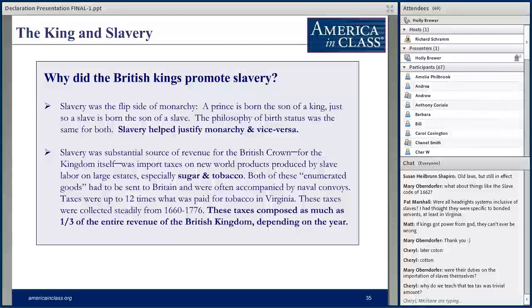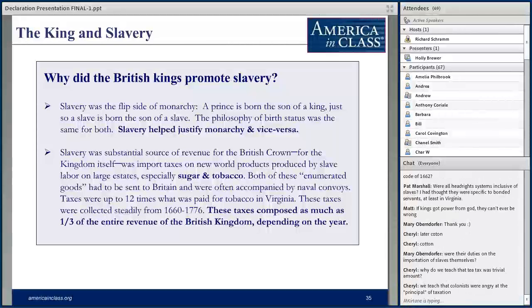And the answer is that these taxes on sugar and tobacco and a few other goods were collected from 1660 onwards, and they were collected in England itself. So in other words, the colonists had to export the goods, and the Navy tried to make sure they were imported to England. But these taxes were collected on the docks in England, and they were collected very rigorously, so much so that if you were a sailor and you stole a handful of tobacco that fell out of a barrel, you were subject to the death penalty.